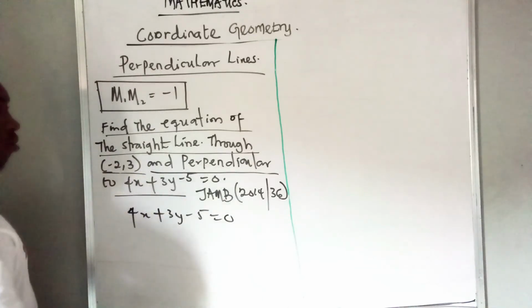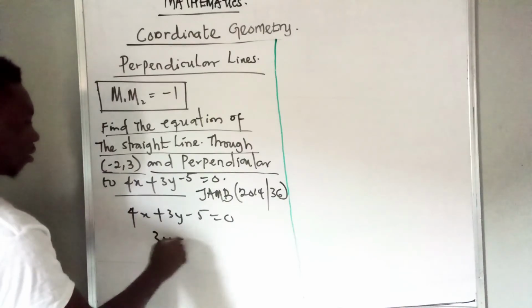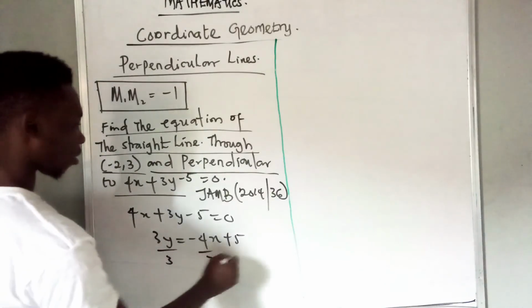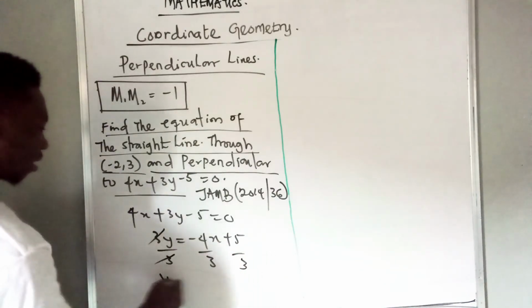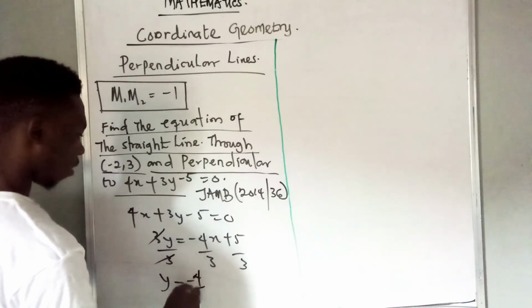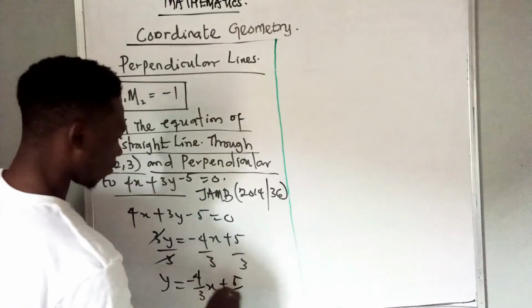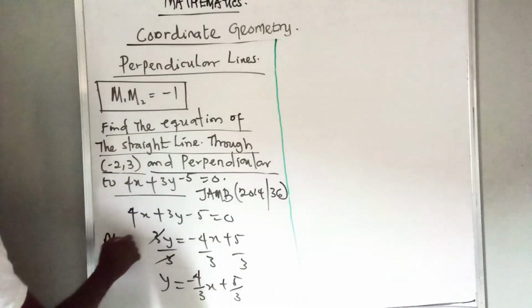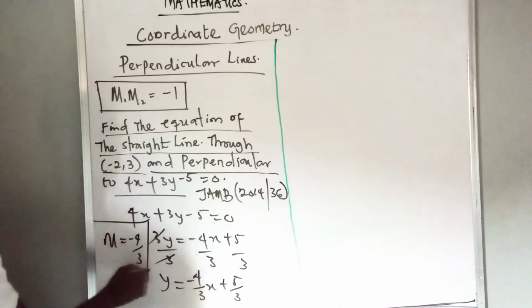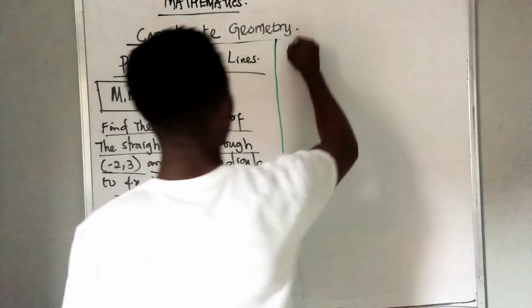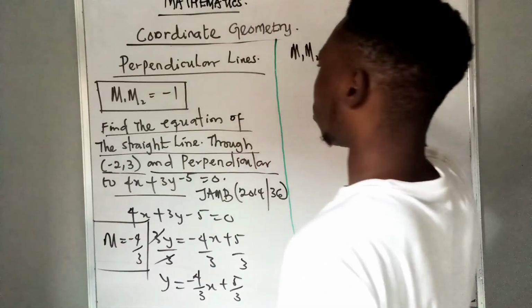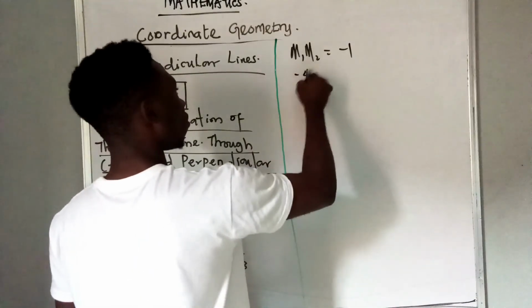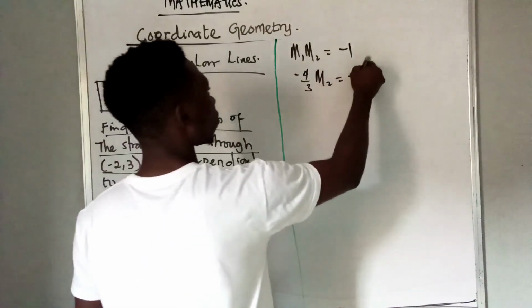So let's rearrange it to be like the equation of a line. That's 3y is equal to minus 4x plus 5. So divide all through by 3. So 3 cancels. So y is equal to minus 4 over 3 x plus 5 over 3. So automatically, we now have our m as minus 4 over 3. Don't forget that m1 m2 is equal to minus 1 when it is perpendicular. So our m1 is now minus 4 over 3.